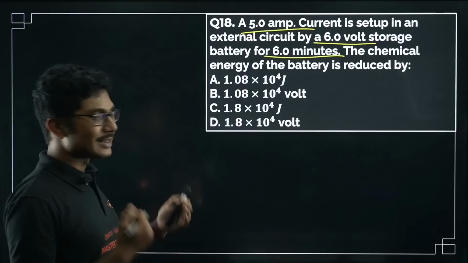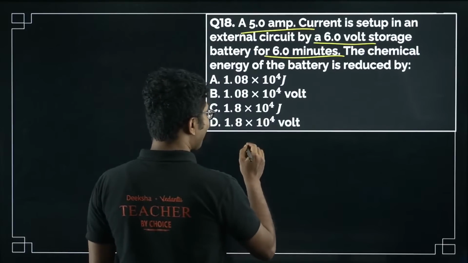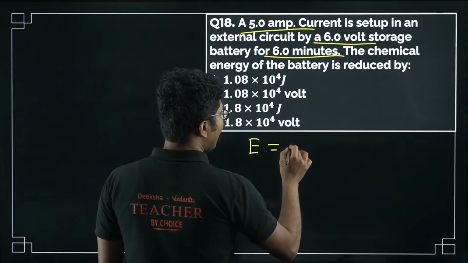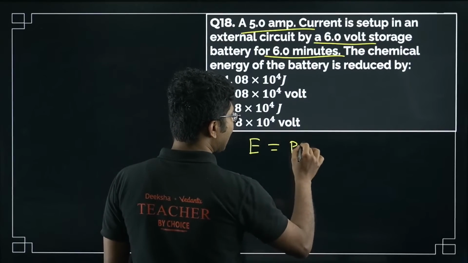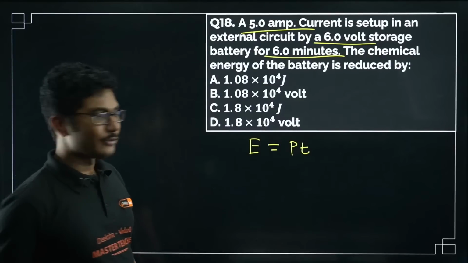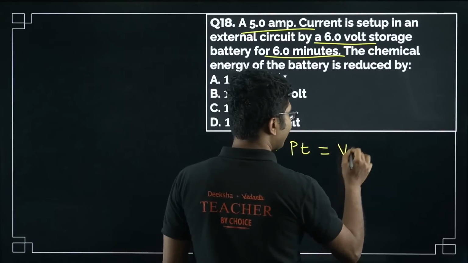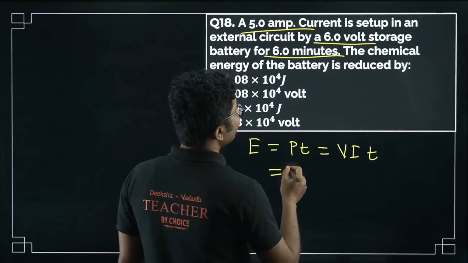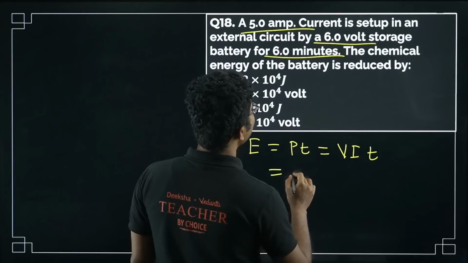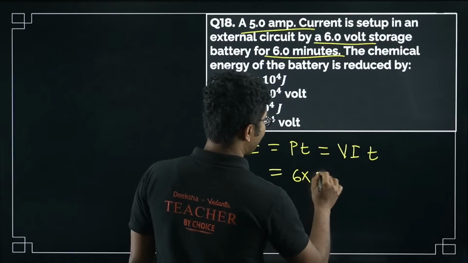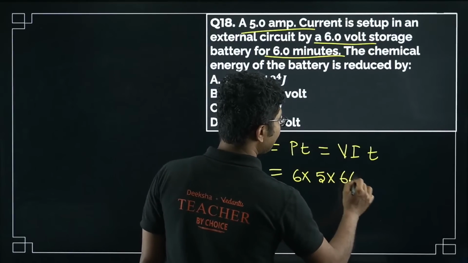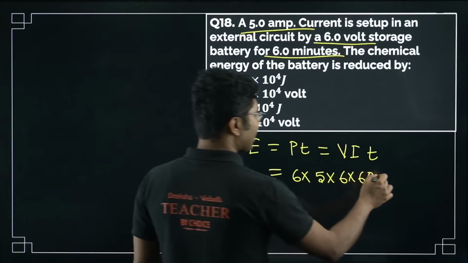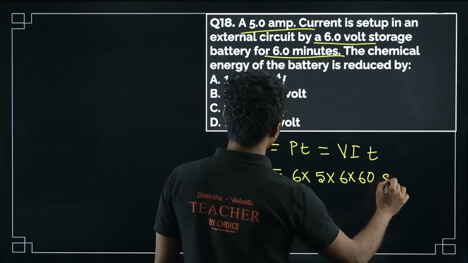So basically this is a chemical cell. The formula for energy reduced is very simple. Power is equal to VI and energy is equal to power into time. Whatever formula you want to remember, voltage is 6 volt, current is 0.5 ampere, time is 6 minutes. 6 minutes means 6 into 60 seconds. Remember you have to convert it into seconds so that you get the answer in joules.